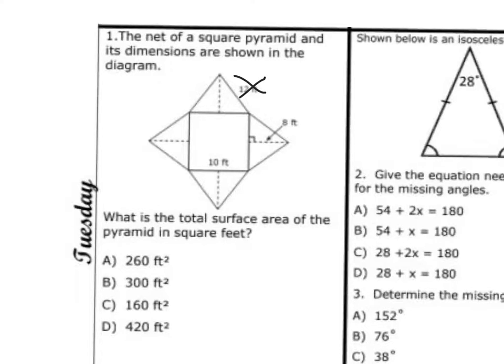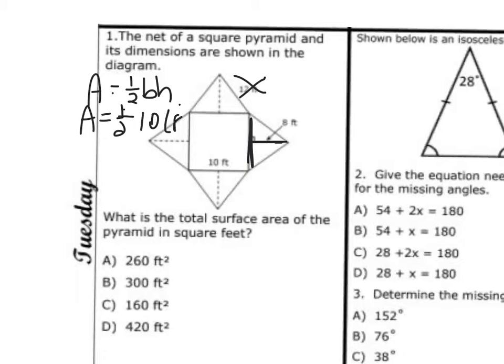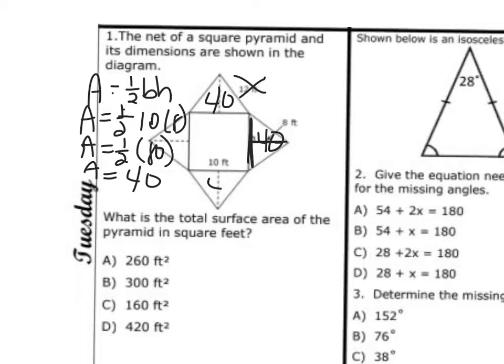So now let's go ahead and do the base and height of the triangle. Remember, it's going to be A equals half the base and height. So the area of the triangle is half of what's the base? 10, and the height is 8. So half of 80 would be 40. So then that means all these triangles are 40.